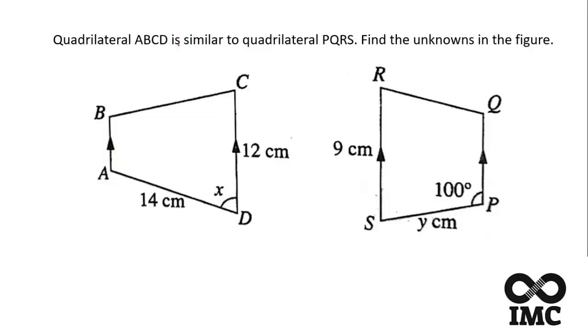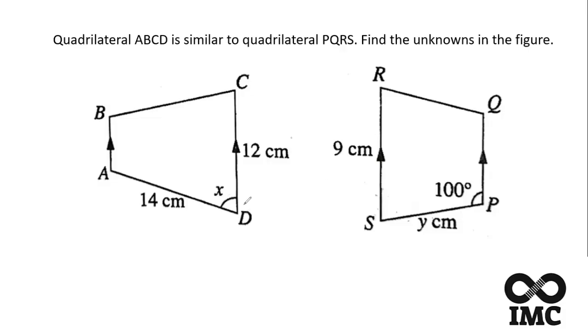Look, here quadrilateral ABCD is similar to quadrilateral PQRS. Now the question is to find the unknowns in the figure. Since these two quadrilaterals are similar, that means we can say that angles are equal but sides are different. The ratio of sides will be the same.